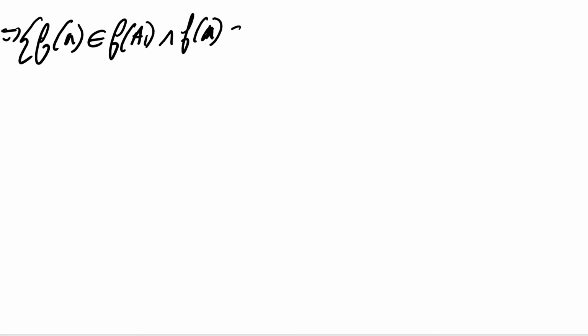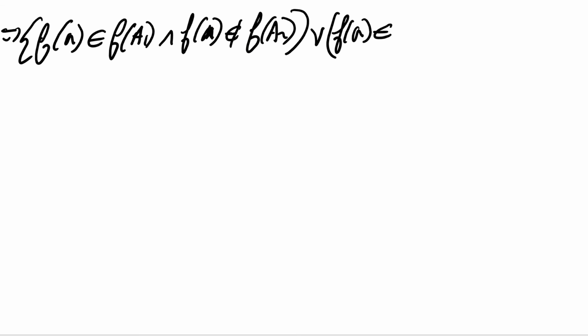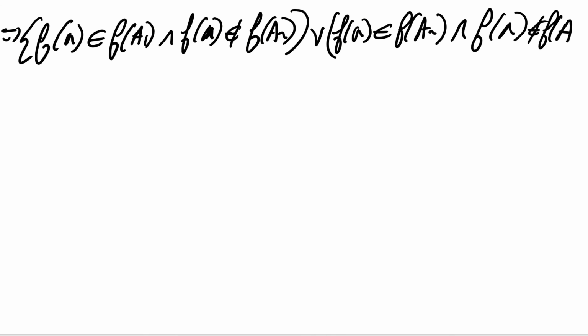So basically the last expression was: f of a is in f of A1 and f of a is not in f of A2, or f of a is in f of A2 and f of a is not in f of A1.